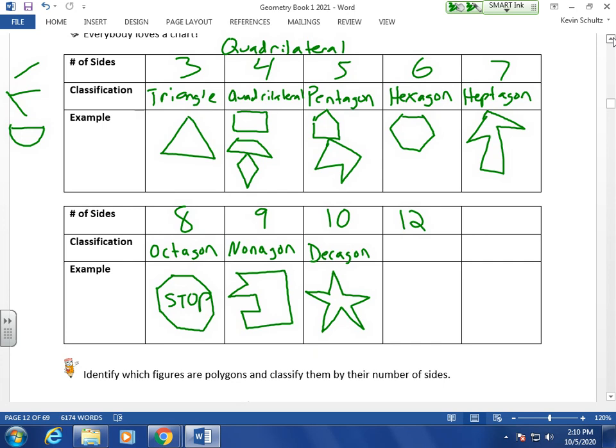What is 12? Dodecagon. Dodecagon, your 12-sided shape. 1, 2, 3, 4, 5, 6, 7, 8, 9, 10, 11, 12. The red cross is an example of a dodecagon.